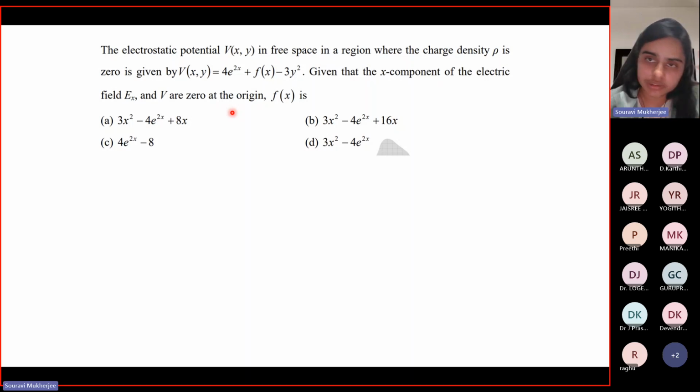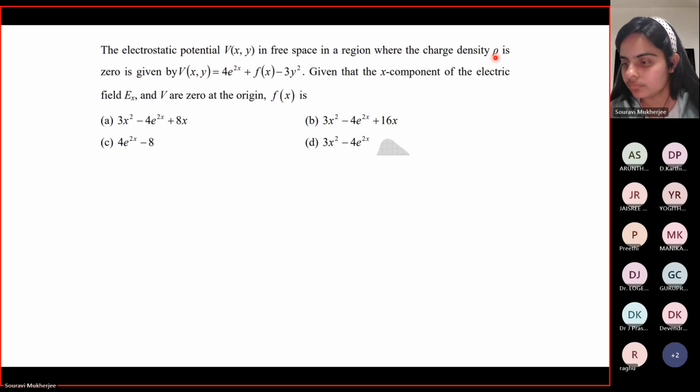Okay, so based on the question, you have the expression for V, okay? And it is said that rho is equal to 0. So the first point is, what expression or what relation should we use? Can anyone tell me? You need to use the expression which involves rho and V. And what is the relation that it should be? Anyone, any answer?